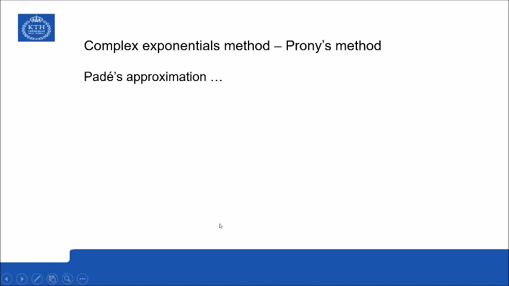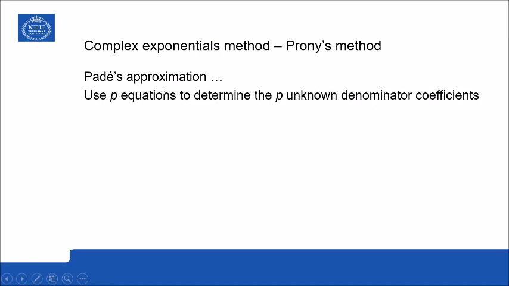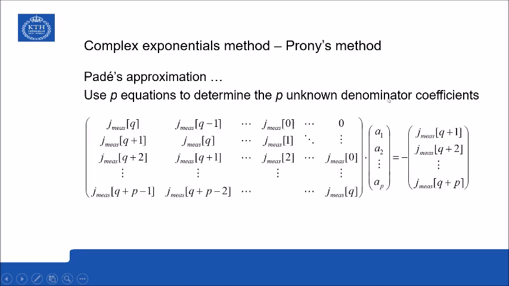One alternative, the simplest alternative, is to use Padé's approximation. Padé's approximation means that you use exactly p equations to determine the p unknown denominator coefficients. So the system equations look like this. We now have p rows and p columns, so this system has a unique solution.